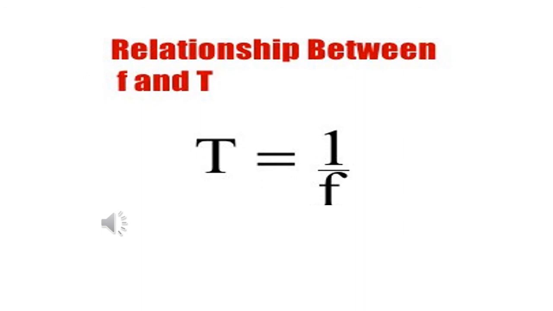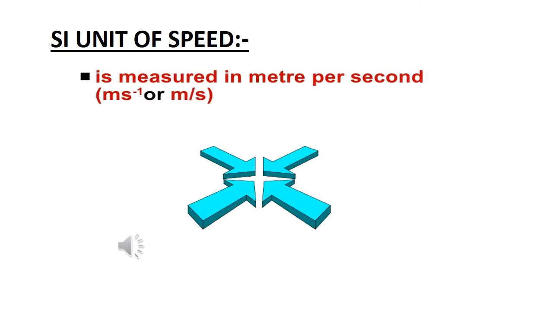Okay, so now let's move toward the relationship between the time period and the frequency. Basically, both are inversely proportional to each other. For example, when the time period increases, the frequency decreases, and when the frequency increases, the time period decreases. So they have an inversely proportional relationship. Okay, so the next one is the speed. When the wave moves, it moves with a certain velocity, a certain speed, and it is measured in meters per second.